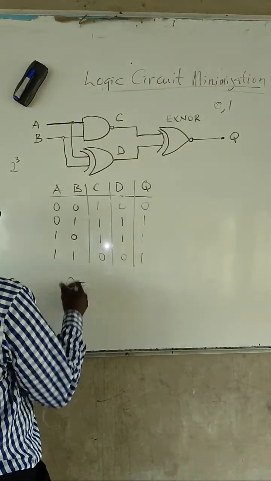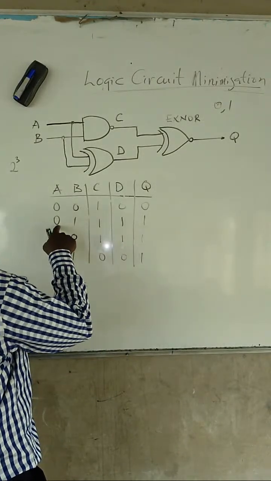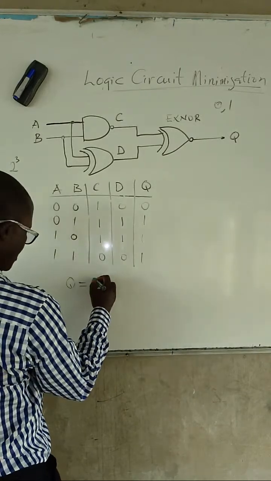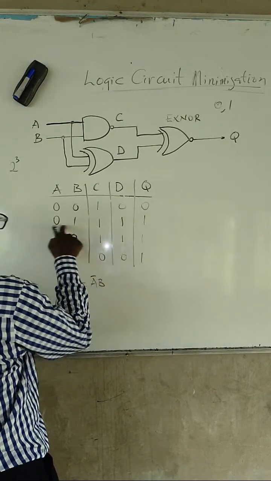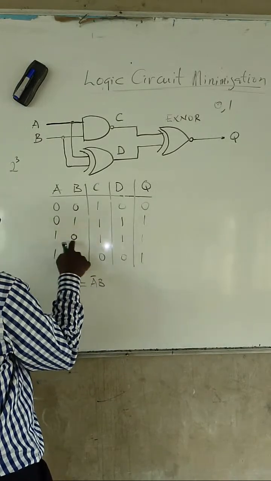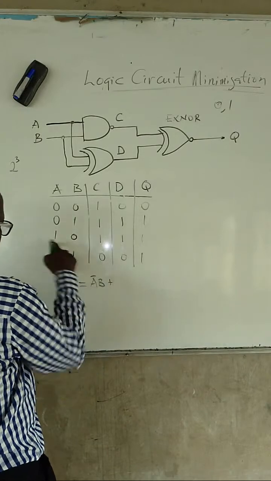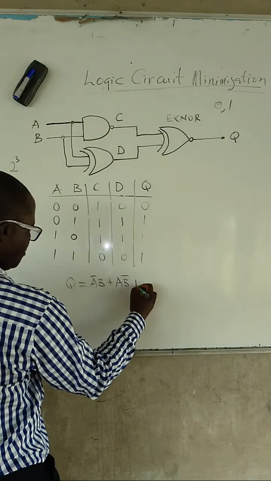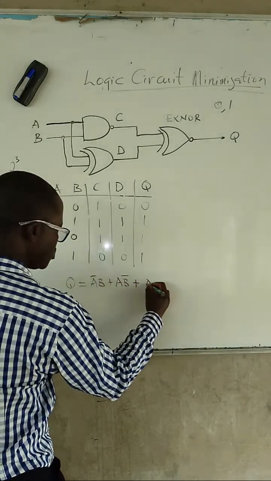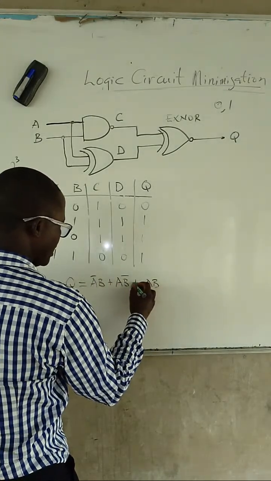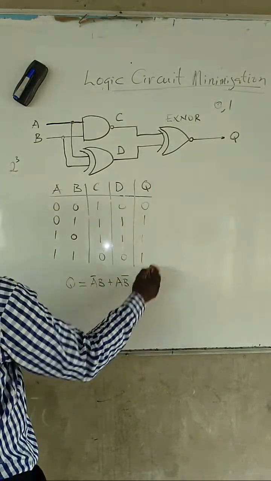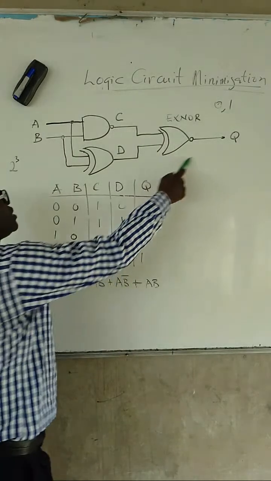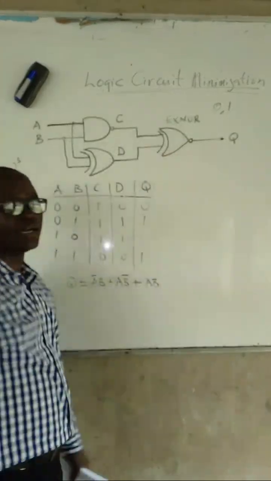So we can have this. Q equals A bar B. A bar because A is 0 here. B, that is the combination here. Then here, plus A B bar. Then plus AB. 2 of them have a high. So this is the final output Q. That's the expression that we have here. That is the output of this combinational circuit.